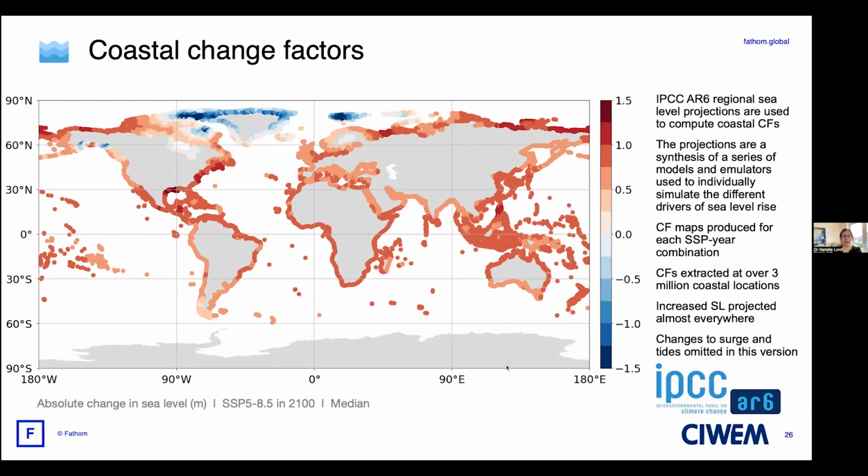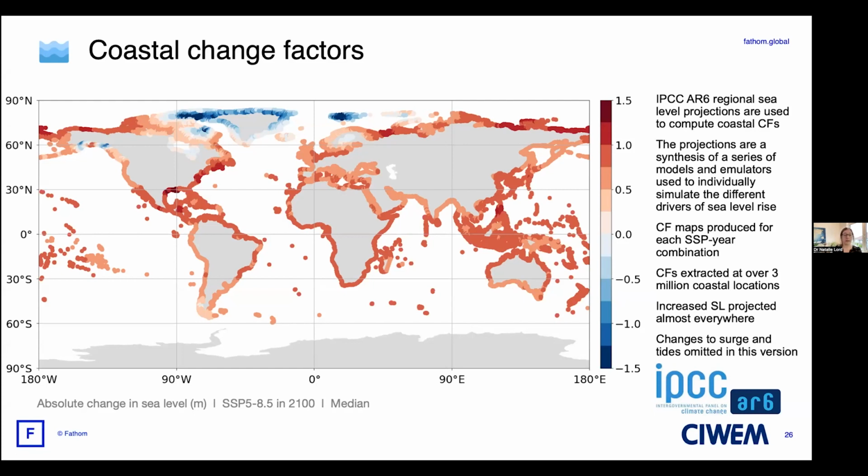And we can see that increased sea levels are projected almost everywhere, with some regions, such as around the Gulf of Mexico, showing particularly large increases related to oil and gas extraction and subsidence in these regions. There are also some limited areas which expect a decrease in sea level related to changes in land ice.